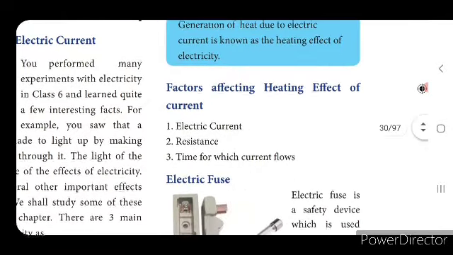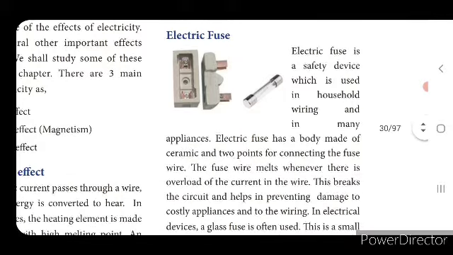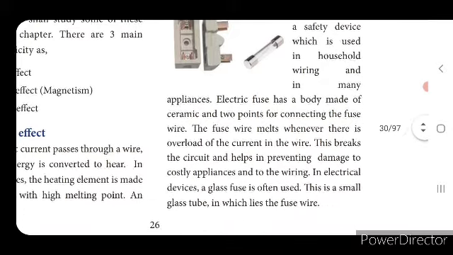What are the factors affecting the heat of electric current? It depends on three factors: electric current, resistance and the time for which the current flows. So next one, what is an electric fuse? It is very important. An electric fuse is a safety device which is used in household wiring and in many appliances.